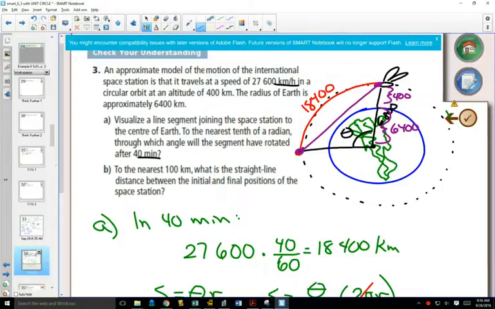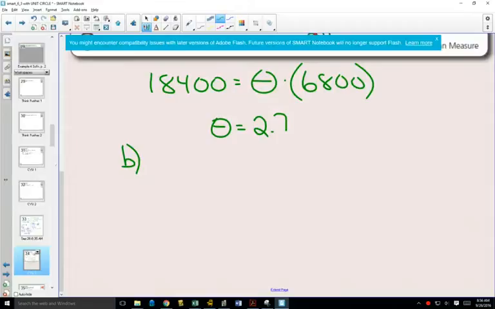So if we look at what we know in this new question to find that purple line, we know the angle now because we figured that out in the part before to be 2.7. We know that this length is 6,800 and this length over here is 6,800. And we have a triangle. So the next thing I would do is I'd say to myself, if I just look at that triangle, 2.7 radians here, 6,800 here, 6,800 here.